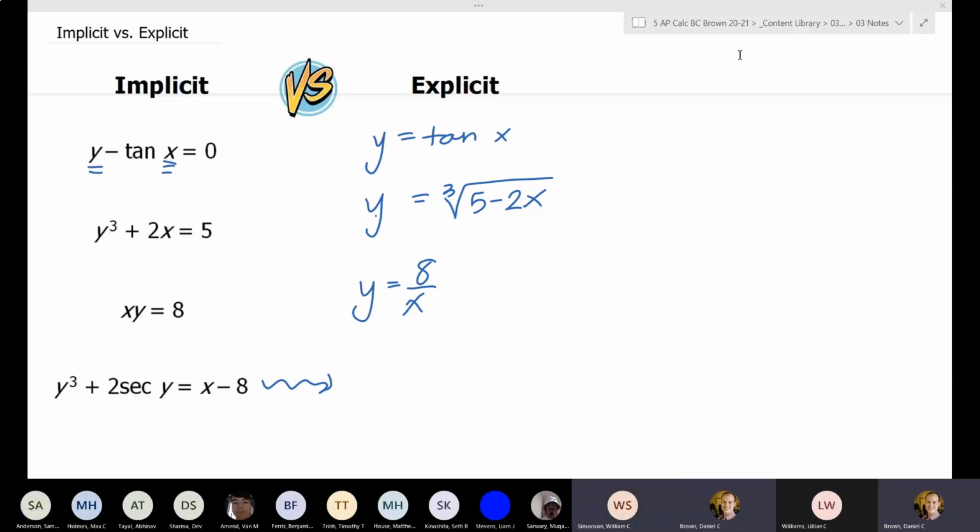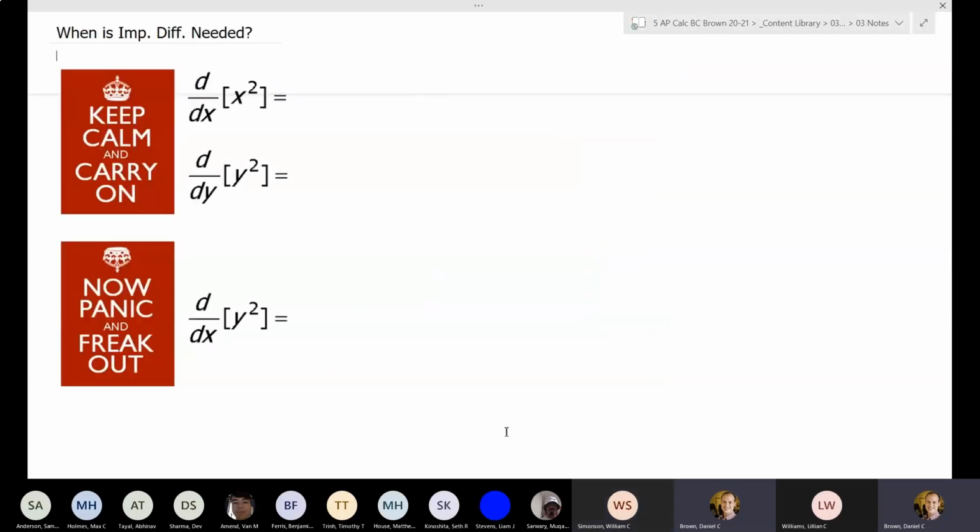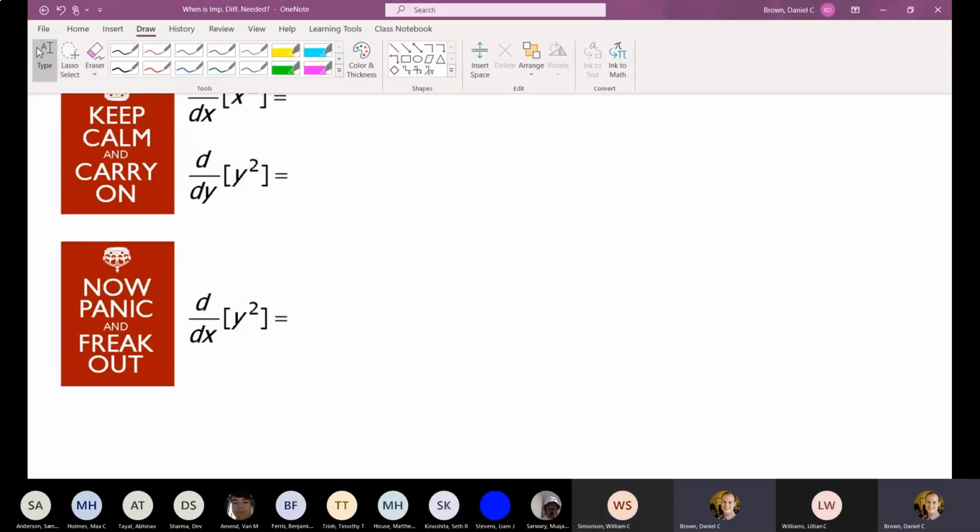That last one would be one that we would leave implicit because we have a mixture of x's and y's and we can't easily solve for y. So when we're taking the derivative, to start off with the baby examples, I just want to look at examples where this thing called implicit differentiation is needed.